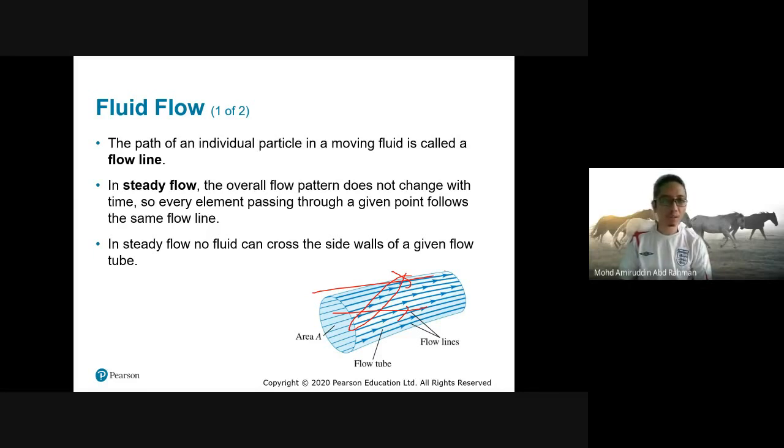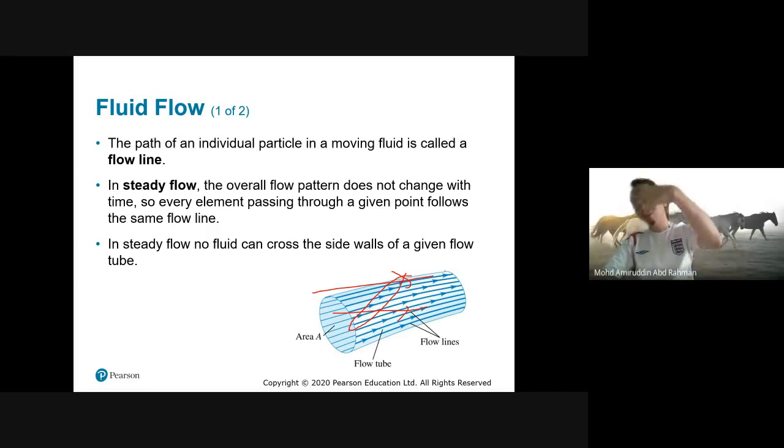So in a steady flow, when that happens, no fluid can cross the side walls for a given flow tube. Right? So that's why you see that when the fluid flows at very high pressure in a certain direction, it won't spread, because it is a fluid flow.